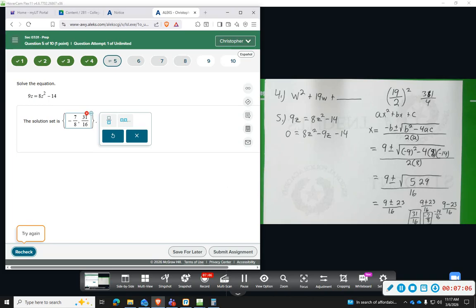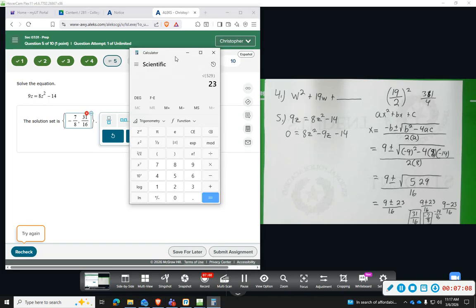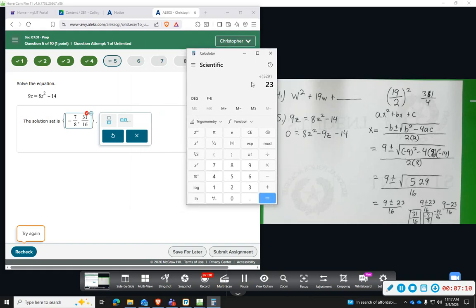So let me just look and double check, make sure we did all the math correct. So we got 23, 32, I can't do math. 32 divided by 16 is 2. Okay, so this should be 32, and 32 divided by 16 is equal to 2. So if you can do math, you can get problems correct.